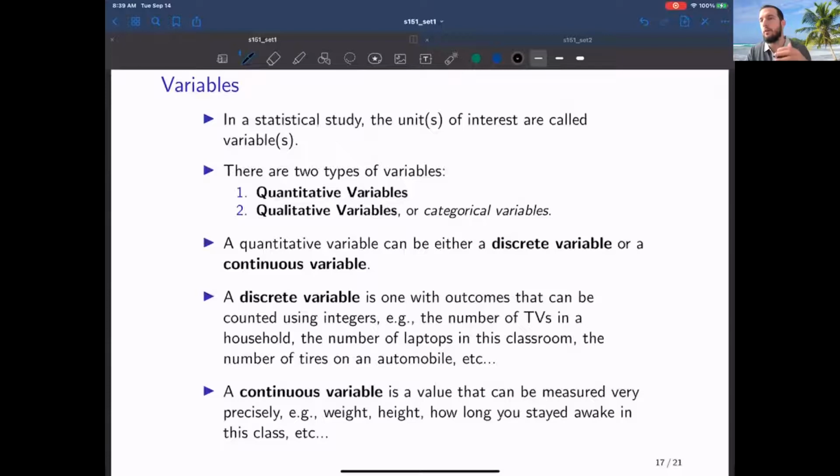SRSWR and SRS are two different ways of collecting a random sample. In SRS, you have no repetition in the sample, and in SRSWR, you would have repetition in the sample. Both of them have merit, and both of them are used in practice. Most often, in the majority of examples that you're going to see in this class, we use SRS.